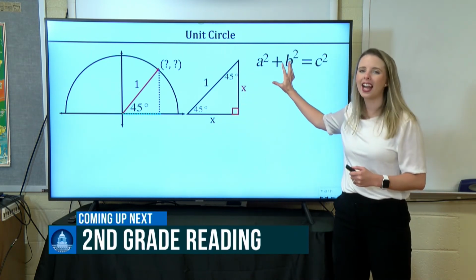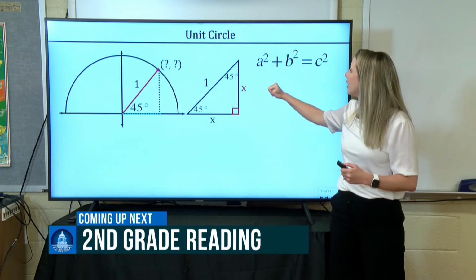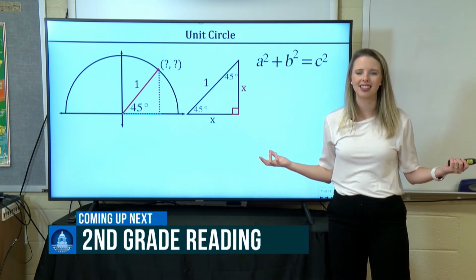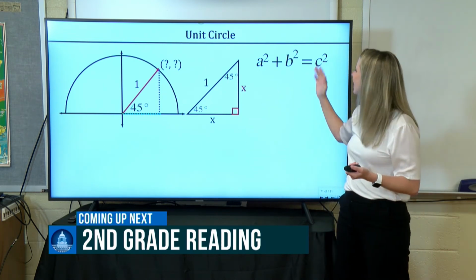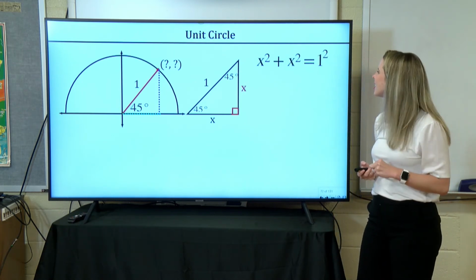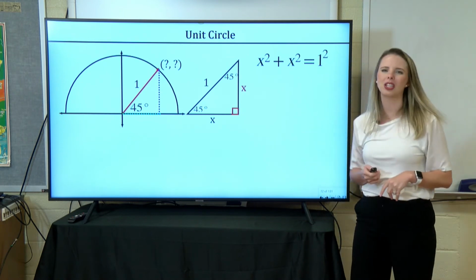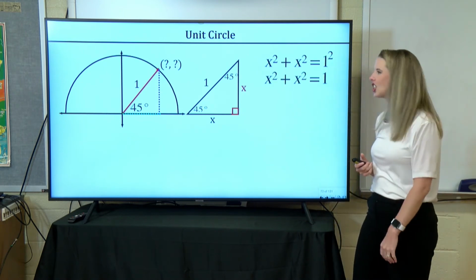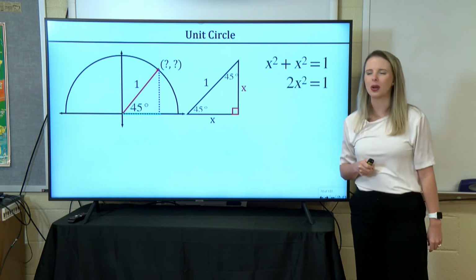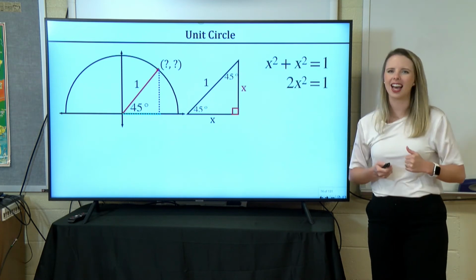When we look at the Pythagorean theorem, a squared plus b squared equals c squared, we know that a and b represent our legs. What are our 2 legs? x and x, right? c represents our hypotenuse. What is our hypotenuse? 1. So now we have x squared plus x squared equals 1 squared. How can we simplify 1 squared? It's just 1. What about x squared plus x squared? 2x squared. I need to get x squared by itself. How do I do that? Divide both sides by 2.